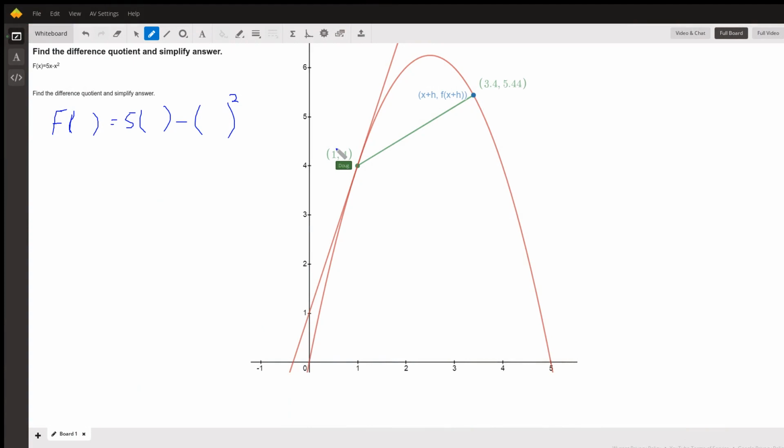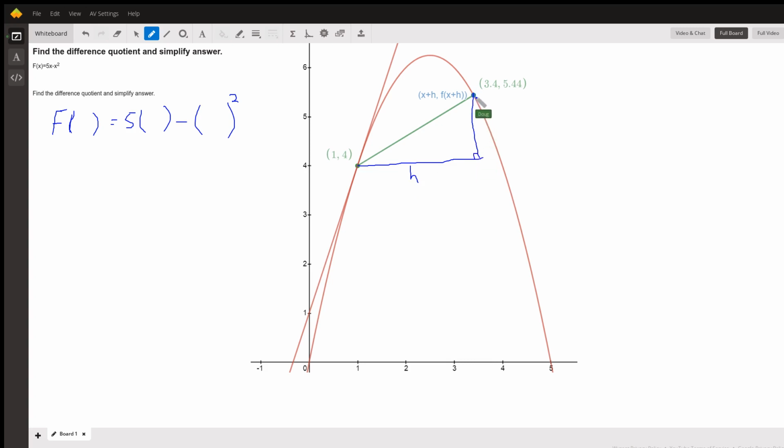Over here is the function, which is this red parabola. It's going to help us understand what we actually mean by a difference quotient. So I've picked an arbitrary point on the curve, (1, 4), and I'm letting h represent the distance to some other point on the curve, like right here. So this is h.